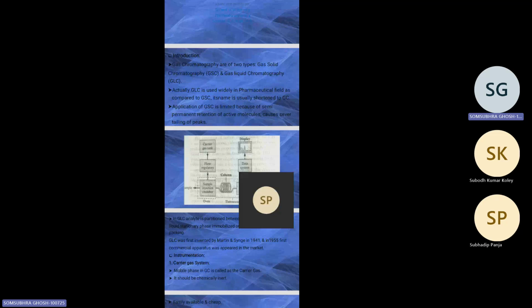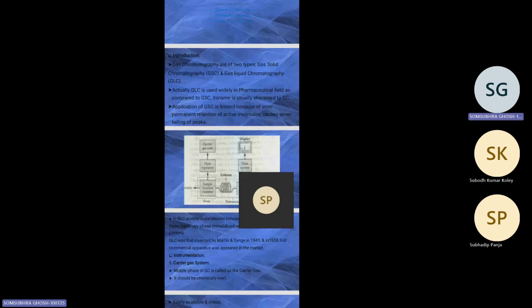cannot pass through that solid stationary phase. So that's why GSC, or gas solid chromatography, is obsolete in nature. Very rarely it may be available only for research purposes. Otherwise, it is not available in the market.